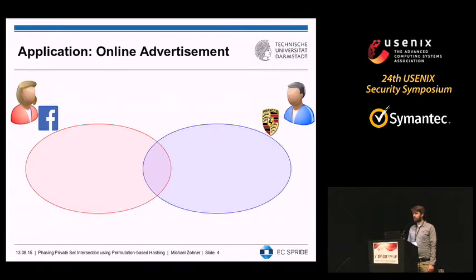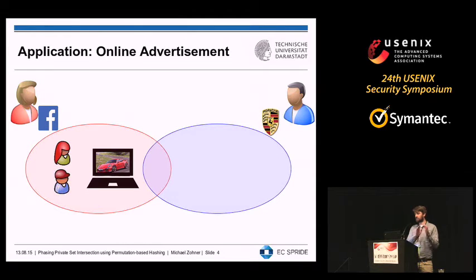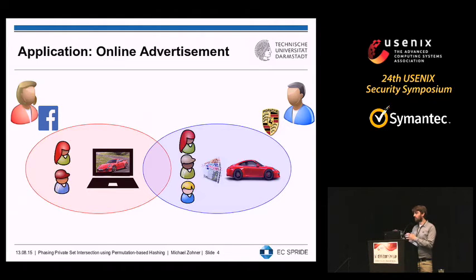A second, a bit more complex example is the example of online advertisement. Here we have an online advertiser, in this case Alice, and we have somebody who wants to run an online advertisement, in this case Bob. What they want to do now is measure the efficiency of an online advertisement. And in this concrete example, Alice has some users to which she's shown the advertisement. And Bob, on the other hand, has customers who actually bought the product he ran the advertisement for.